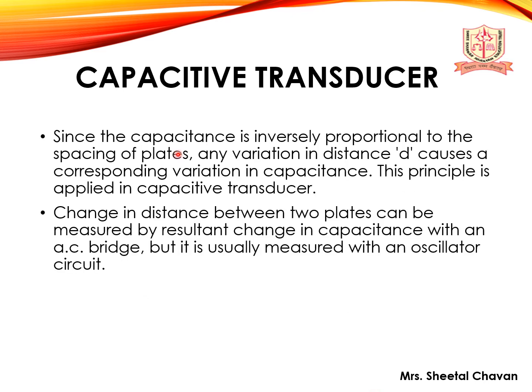Capacitive transducer. Since the capacitance is inversely proportional to the spacing of the plates, any variation in distance d causes a corresponding variation in capacitance. This principle is applied in the capacitive transducer. The change in distance d is proportional to the change in capacitance. So the change in distance between the two plates can be measured by the resultant change in capacitance with an AC bridge circuit, but it is usually measured with an oscillator circuit.